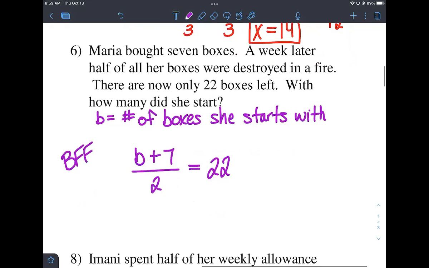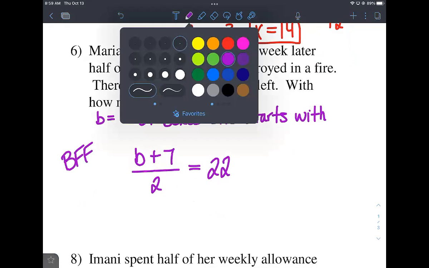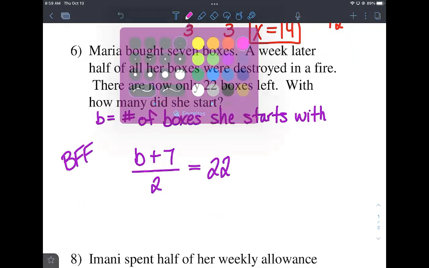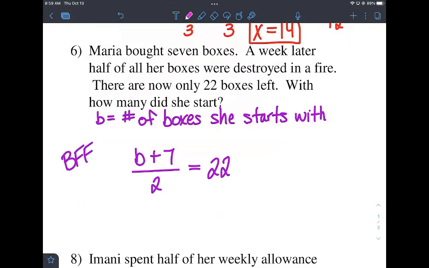And just like we did on our worksheet from yesterday, to solve a big fat fraction, identify what the denominator of your fraction is. 2. Multiply both sides by 2. Don't multiply the 2 to the 7 or to the b, it's going to cancel out. So that leaves me at b plus 7. And I do need to multiply 22 times 2. 44. That's right. So here's what we just found out.